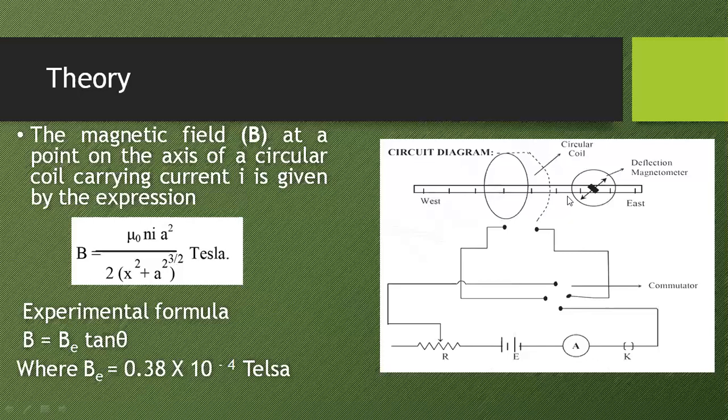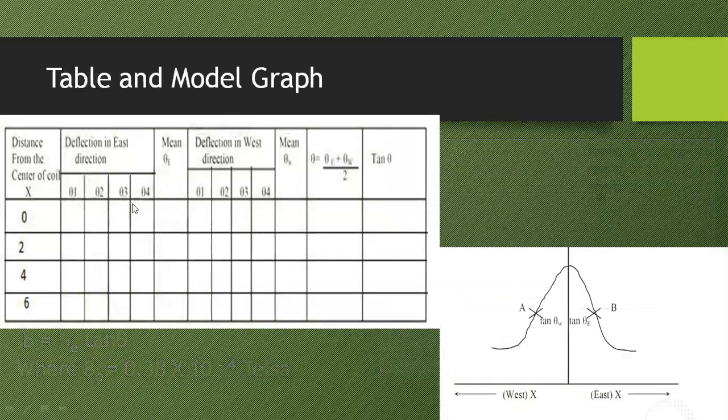After this observation, we can calculate the magnetic field intensity induced with the help of this experimental formula. That is, B is equal to BE tan theta, where BE is the earth magnetic field intensity, that is 0.38 into 10 to the power minus 4 Tesla normally on the surface of the earth. You'll get the tan theta from the table here.